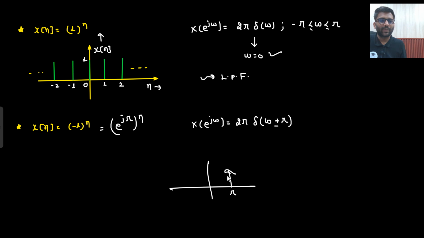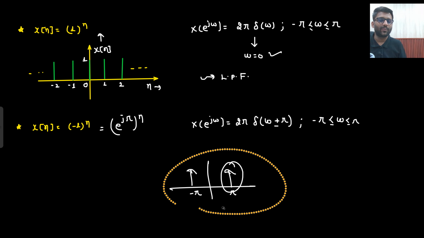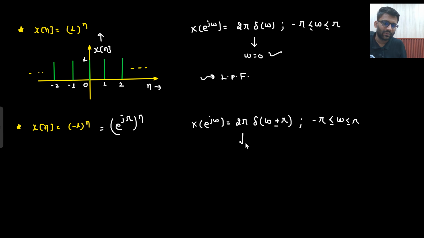But it should be periodic with 2 pi, no? So periodic with 2 pi means pi minus 2 pi, another impulse you will have here. At minus pi as well you will have the impulse. So between minus pi to pi it will have these impulses. That means it is passing the highest frequency only. So only omega equals pi is being passed. That means it is a high pass filter.